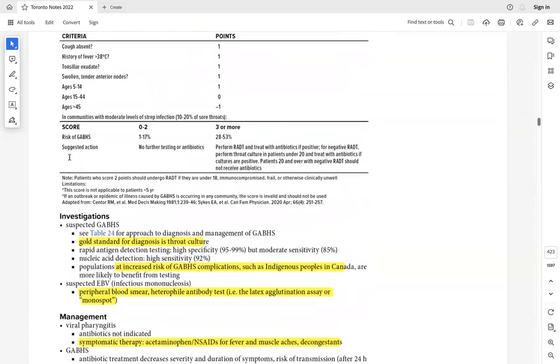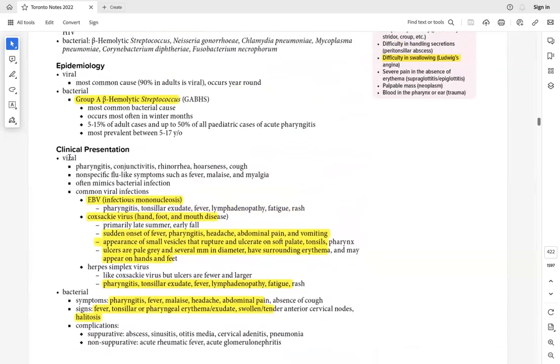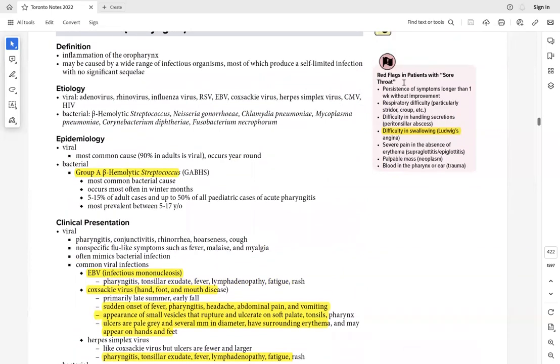And what are the red flags? These are the red flags here. Red flags in a patient with sore throat: persistence of symptoms longer than 1 week without improvement. Respiratory difficulty, particularly stridor, croup, etc. Difficulty in handling secretions. Peritonsillar abscess.